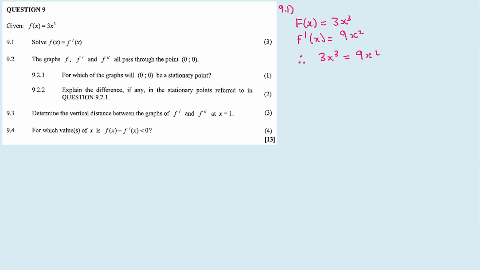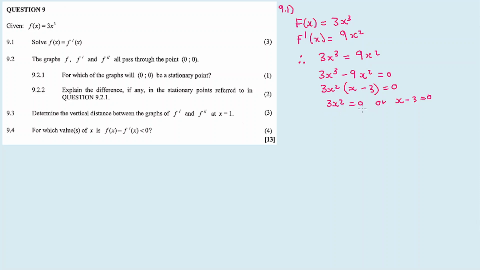Then I transpose the 9x squared to the left hand side. I get 3x cubed minus 9x squared, and it seems like there's a common factor here. The common factor is 3x squared. Taking out 3x squared, I'm left with x minus 3 equal to 0. Therefore, applying the zero factor law, 3x squared is equal to 0, or x minus 3 is equal to 0.